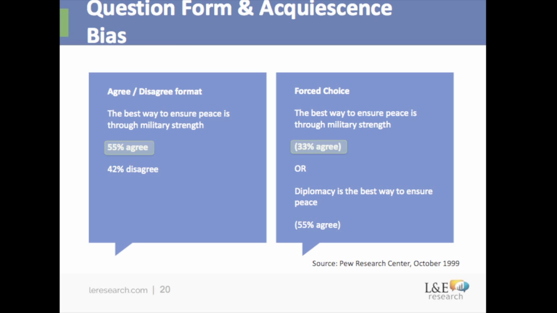Question form and acquiescence bias. So somebody tells you, oh, we want to ask people to agree or disagree with this statement: the best way to ensure peace is through military strength. In the agree-disagree format, 55% of people agree with that statement. On the right side, you tried something, forced choice. They had to choose between the best way to ensure peace is through military strength or diplomacy is the best way to ensure peace. Only 33% agreed with the statement that the best way to ensure peace is through military strength. And that's a 22% difference.